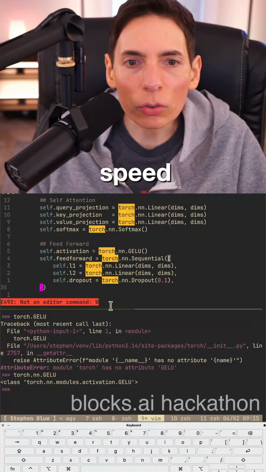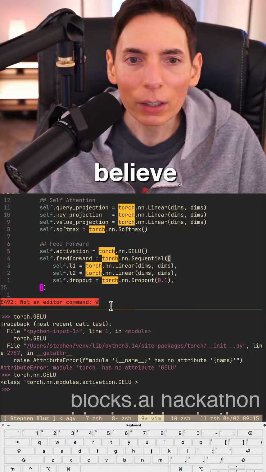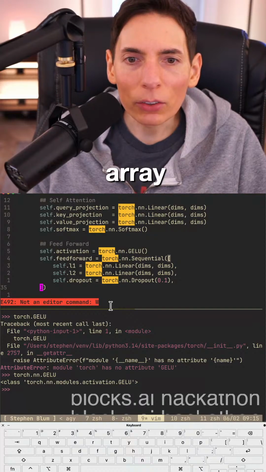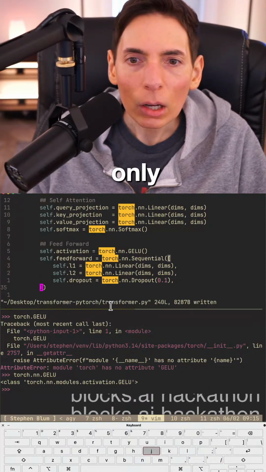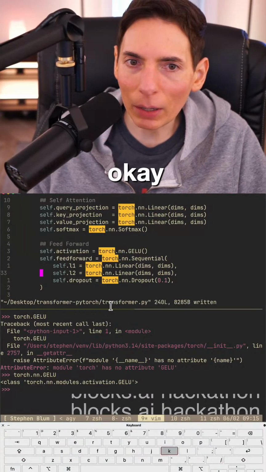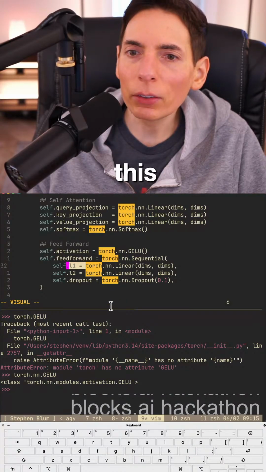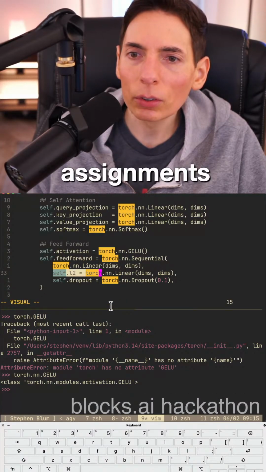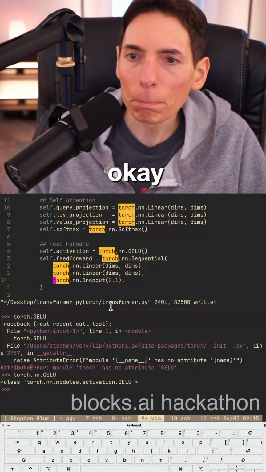Dropout helps generalization as it prevents certain neurons dominating, I believe. It's not an array, it just uses normal brackets only. So you don't need it as an array like that? Okay, I knew it was. And we also don't need to assign this here, so let's get rid of these assignments. There we go. Don't need a dropout there. Okay, perfect.